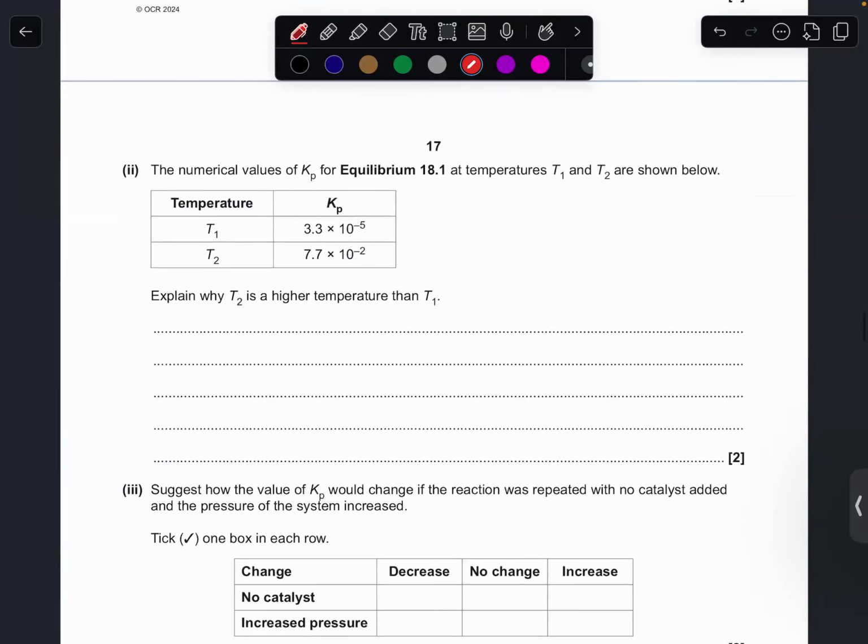Moving on. It's asking, explain why T2 is a higher temperature than T1. You see in this question, you've got SO3 decomposing to SO2 and half O2. I'm going to quickly write down the expression to give you a visual of what is happening.